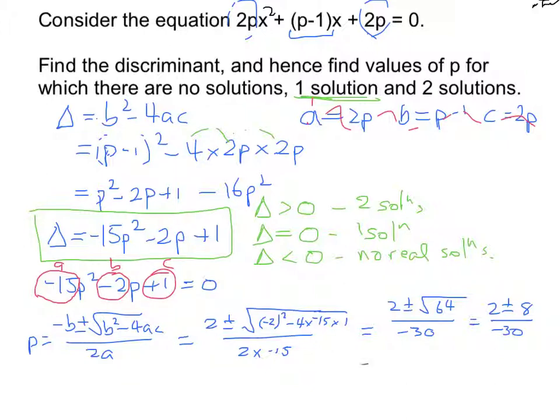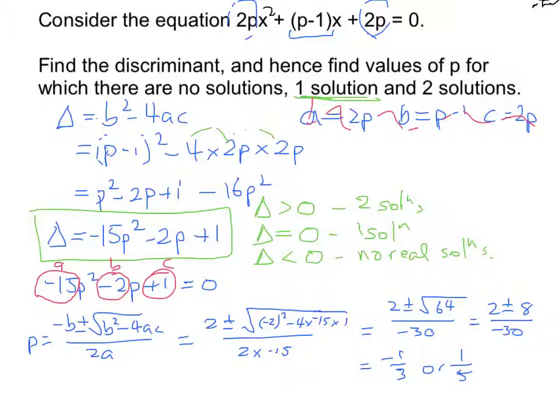2 plus 8 is 10 over negative 30, which is negative a third. Or 2 take away 8 is negative 6, and negative 6 over negative 30 is 1/5. So they're going to be our reference values.